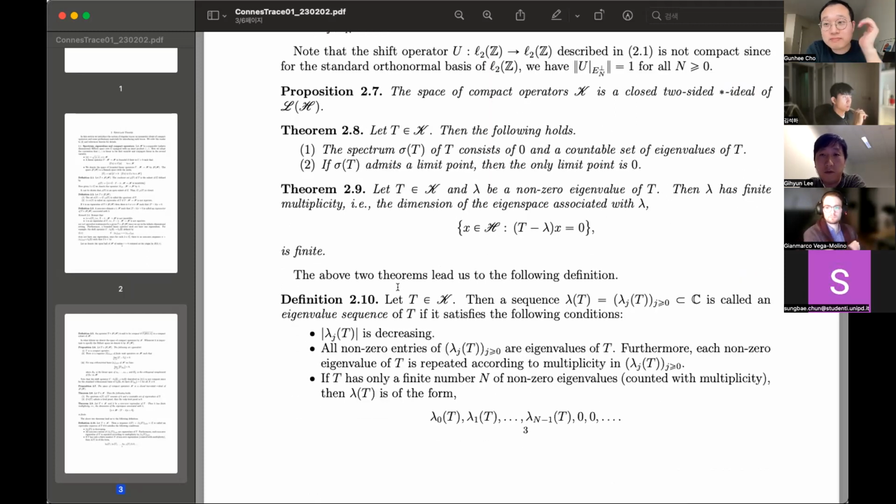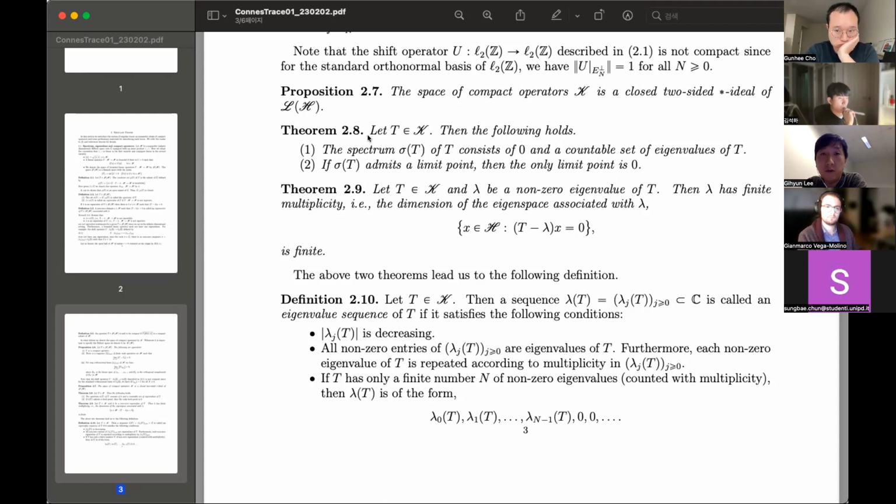That's the meaning of the notion, the star ideal. So it forms a very nice subspace of L(H), and also the spectrum of a compact operator has a very nice property. The spectrum of T consists of 0 and a countable set of eigenvalues of T. 0 may or may not be an eigenvalue of T in this case, but all non-zero elements of the spectrum should be eigenvalues of T.